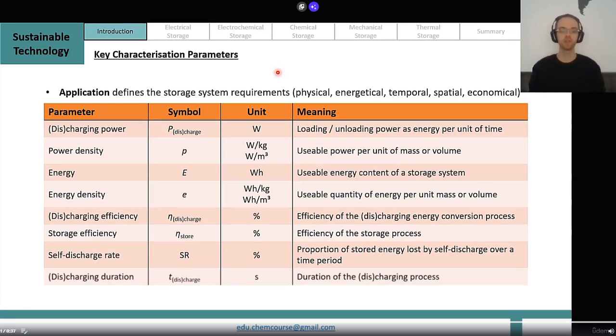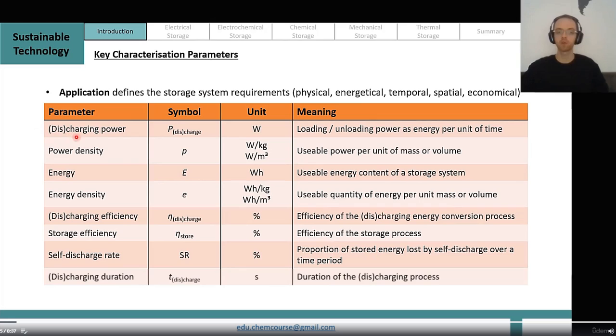For all of these energy storage systems, it's important to realize that the application defines your storage system requirements. So we've seen that there are physical, energetical, temporal, spatial, and economical reasons to prefer one or the other storage system. And therefore, you always have to decide your storage system from the application side. There are a variety of key characterization parameters which I would like to introduce you to now, which we will discuss at various points within this course.